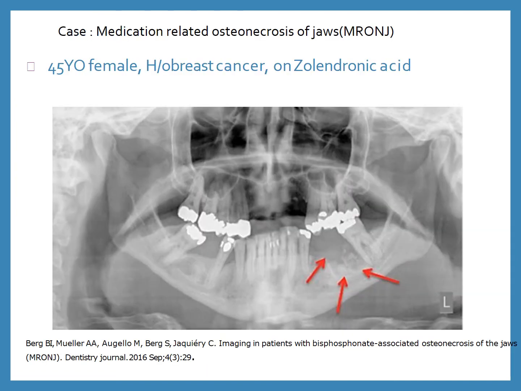This is also a case of medication-related osteonecrosis in a 45-year-old patient who has a history of breast cancer and is on zoledronic acid, which is a form of bisphosphonate. And you can see in the panoramic radiograph that there is a large bone defect, and the appearance on the radiograph is very similar to that of osteomyelitis. In effect, the defect in the bone looks very much like osteomyelitis.